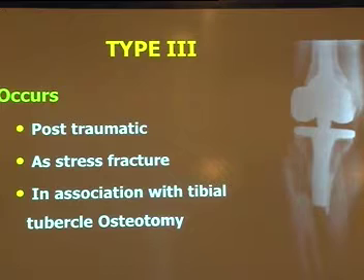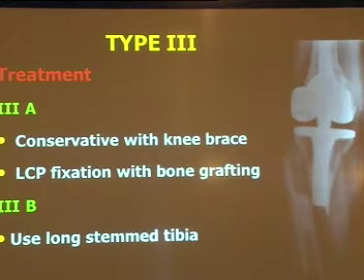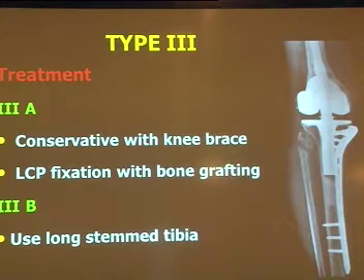Type 3 occurs in a post-traumatic situation or as a stress riser, usually in association with the tibial tubercle osteotomy. The treatment for 3A is conservative with a knee brace, or you can go on to an LCP fixation with bone grafting. For type 3B, you use a long stemmed tibial component, as you see over here.